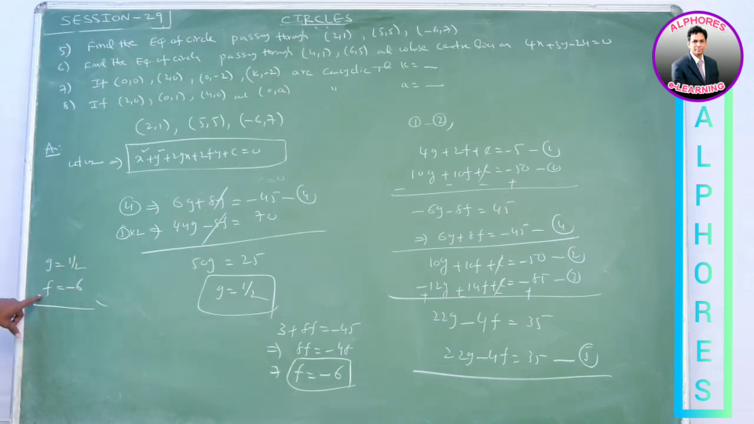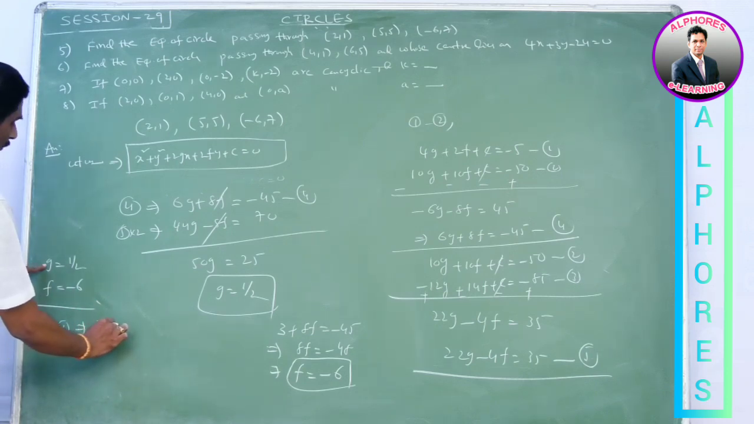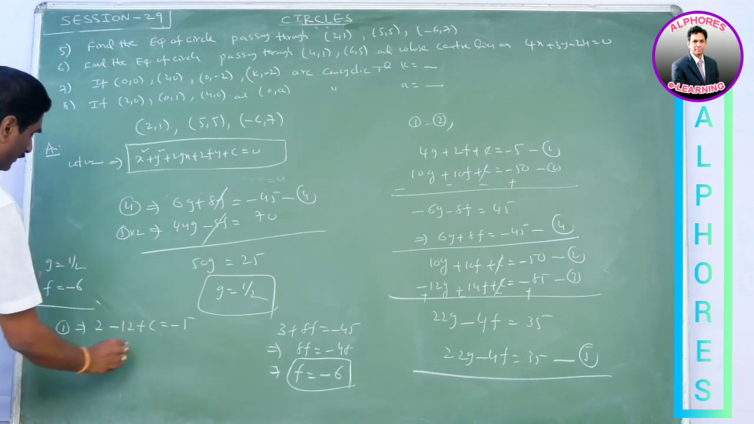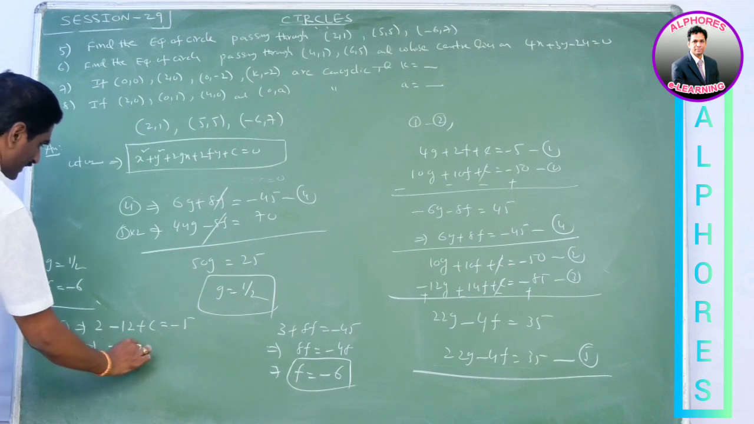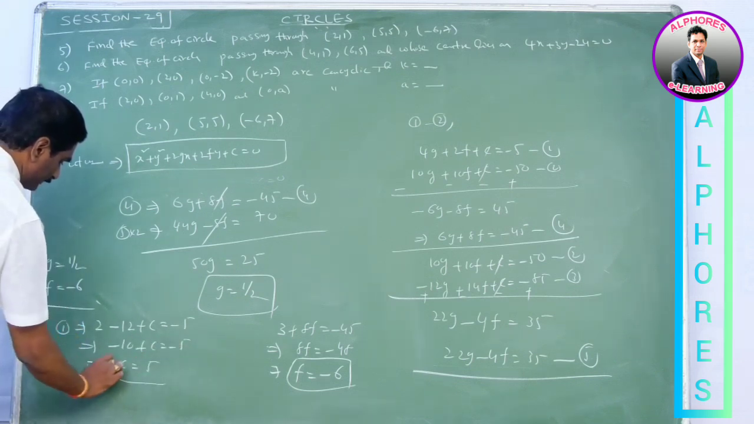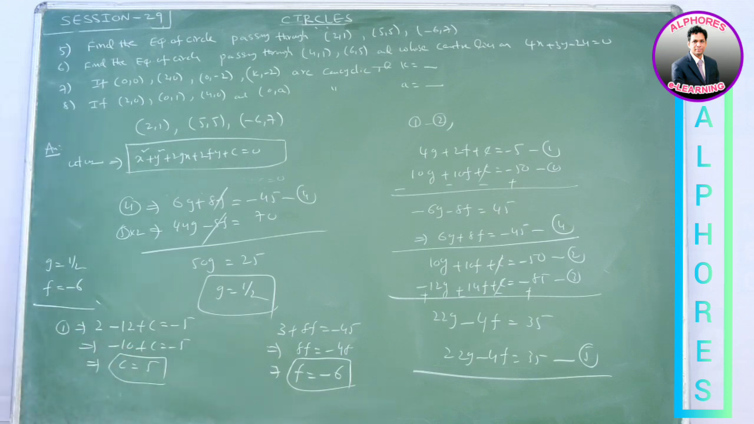Substitute the values of G comma F in equation 1, we get C. G value is 1 by 2. From 1, 4 into G means 2. Minus 12 plus C is equal to minus 5. That implies minus 10 plus C is equal to minus 5. C is equal to 5.